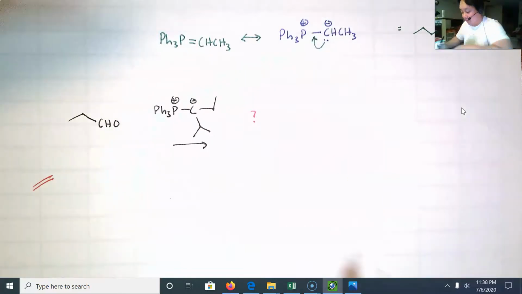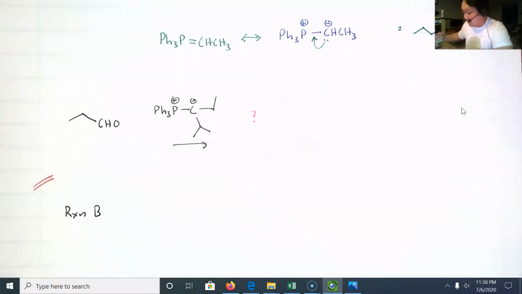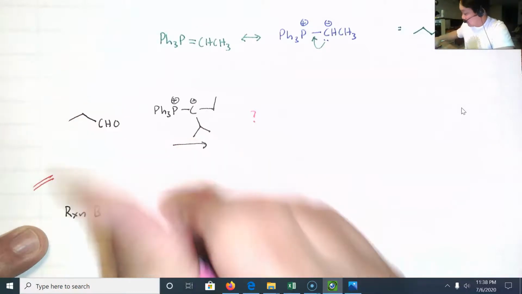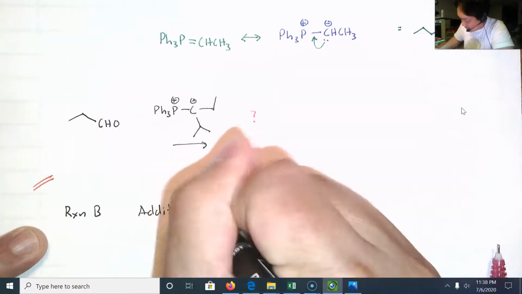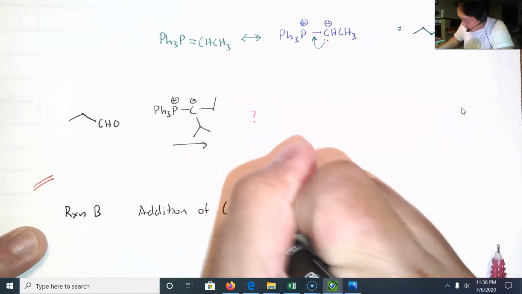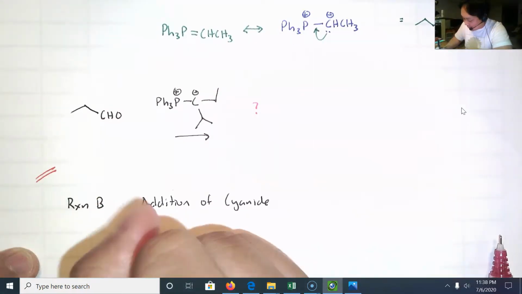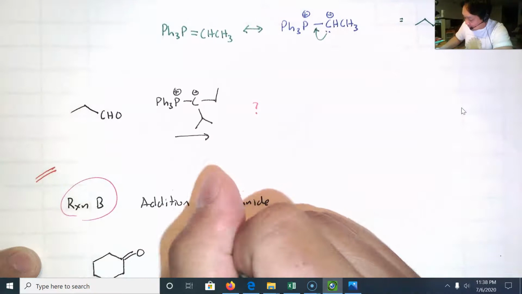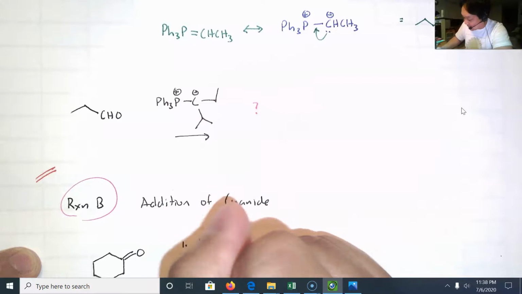Let me show you reaction B. These are going to be fairly quick and simple. We're going to do a cyanide, and we're going to do addition of cyanide. Let's take a cyclic ketone, and we're going to do it this way. We're going to first attack with cyanide, and then protonate with acid.